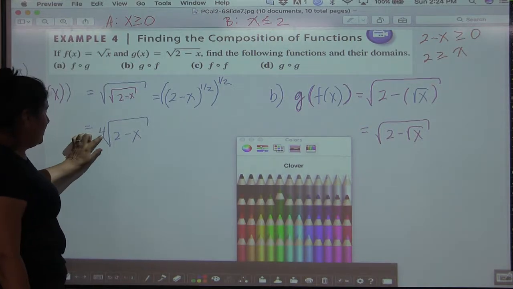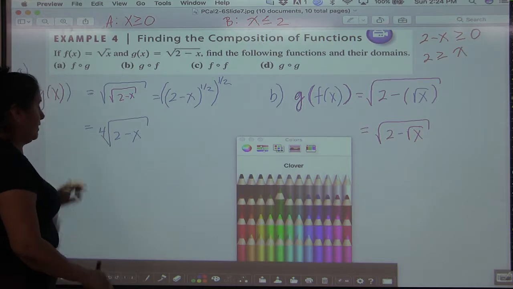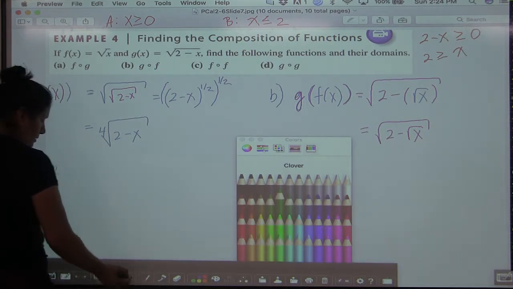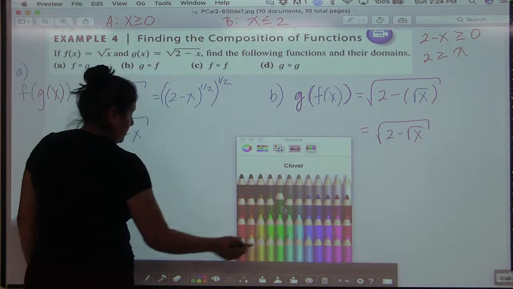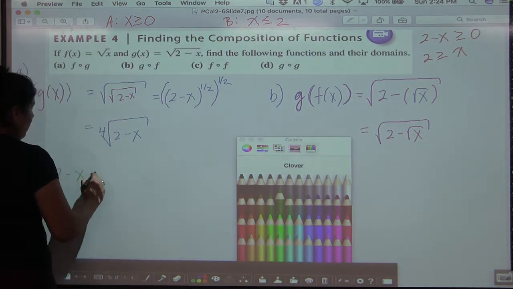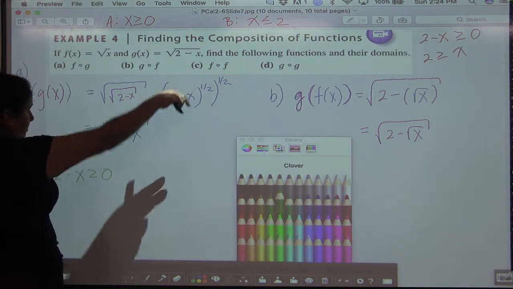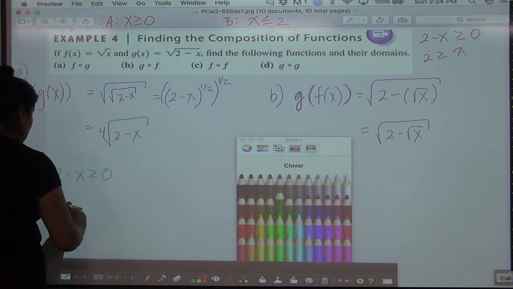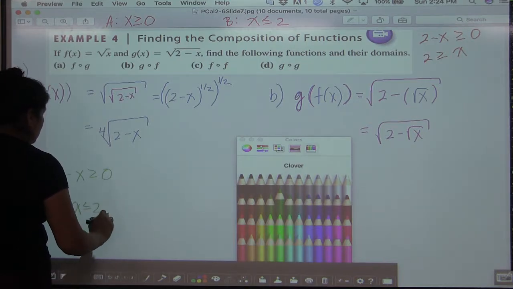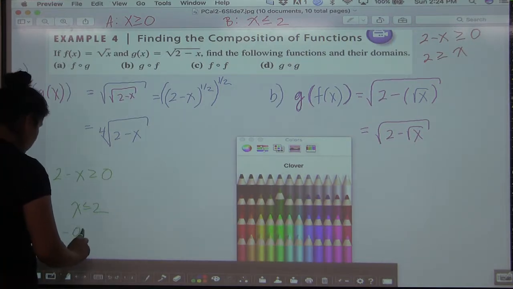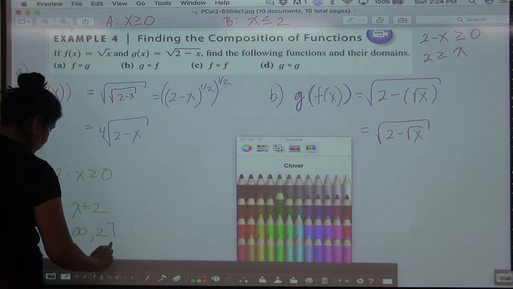Once we get the fourth root, we did say earlier that because it's a fourth root, you still want it to be greater than or equal to 0. So basically we want 2 minus x to be greater than or equal to 0, which is the same thing that we did earlier for part B. So in this case, you're going to get x less than or equal to 2 for your domain. Or you can use interval notation and go negative infinity to 2, and it would be an equal there.